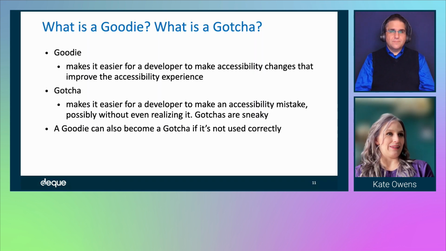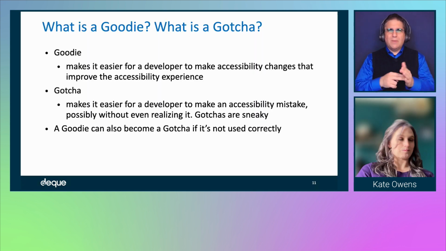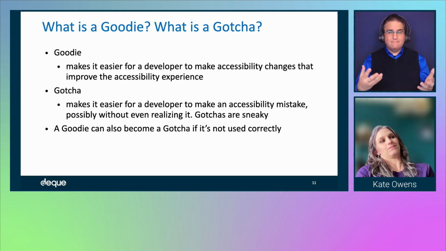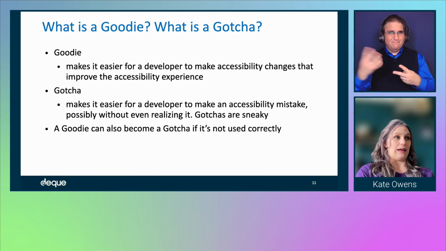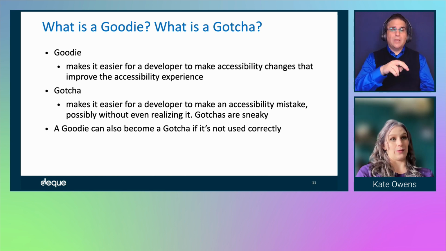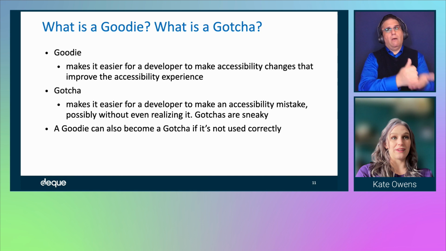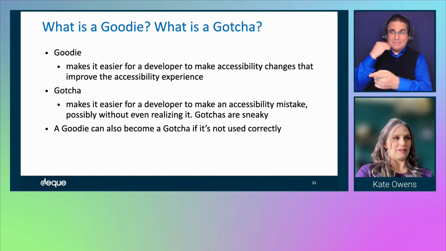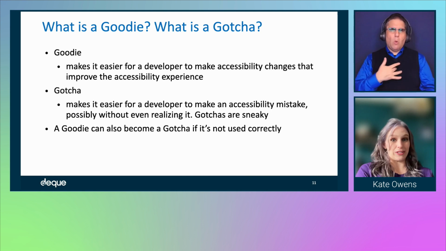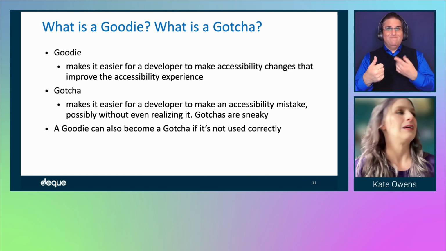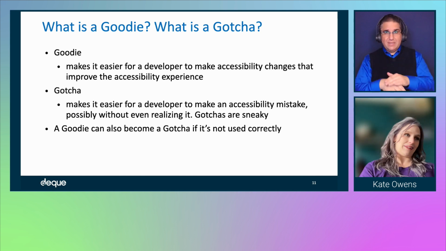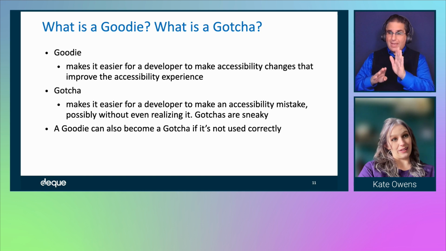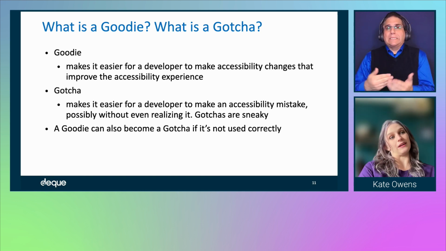Goodies and gotchas. Okay, so we've been talking about goodies, we've been talking about gotchas, but what are they? So a goodie is something that makes it a lot easier for a developer to make accessibility changes that can improve the accessibility experience. Something that makes you say, oh, goodie, that's going to be great to use in terms of accessibility. Whereas a gotcha is something that makes it a lot easier for a developer to make an accessibility mistake, quite possibly without even realizing it.